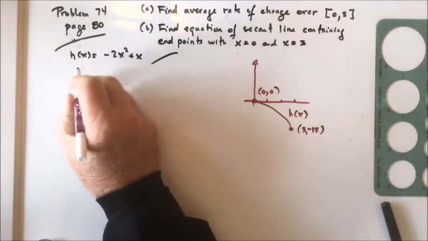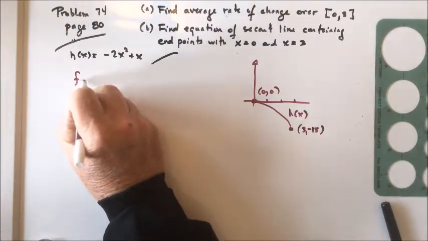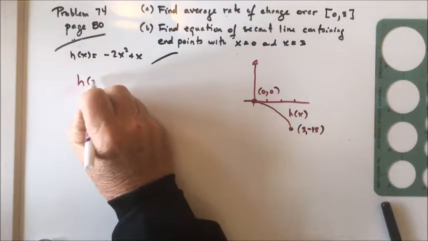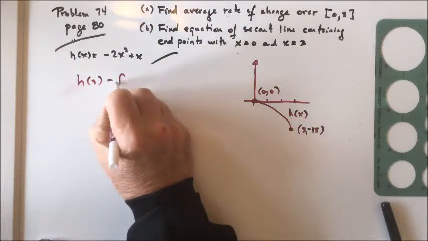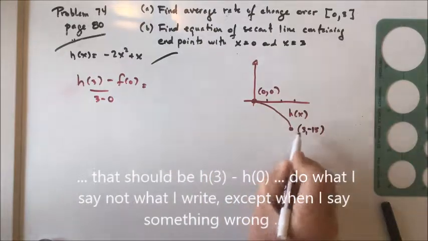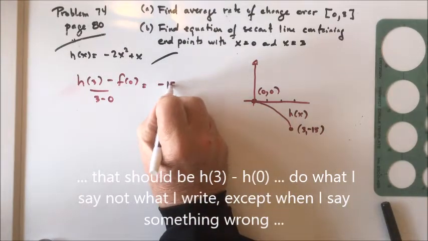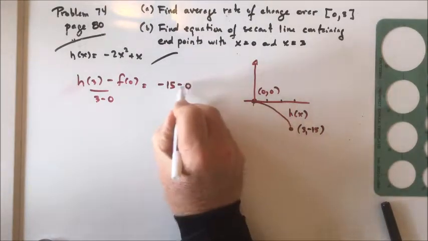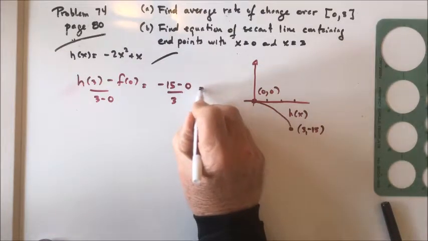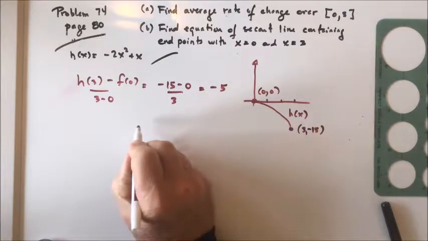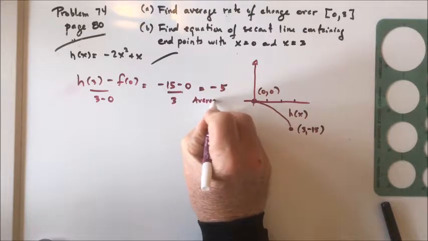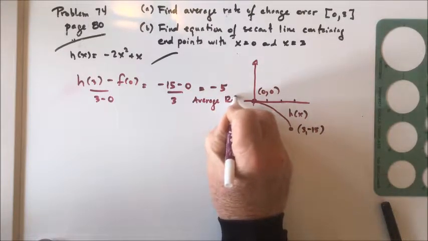If you were to do that with a difference quotient, you would set up, and not f, in this case it's h of 3 minus h of 0 all over 3 minus 0. And we've sort of done that. We've said h of 3 is minus 15. We've said h at 0 is 0. 3 minus 0 is 3. At the end of the day, I get minus 15 over 3. I get minus 5. Right? And that is the average rate of change over the closed interval from 0 to 3.